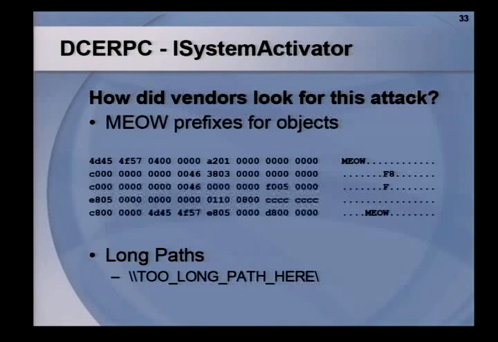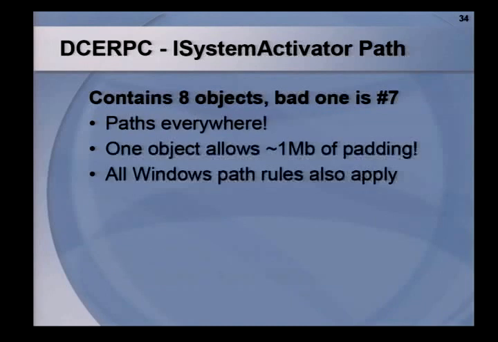So what you do is you look for // and then a really long name and then a slash. That's the actual vulnerability. The great part was there are 8 objects in the request. The 7th one is the bad one. Well, the 7th one happened to be processed first.